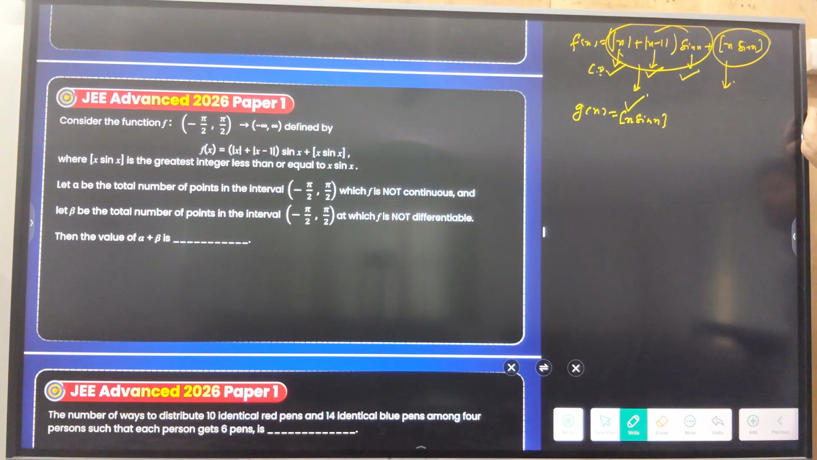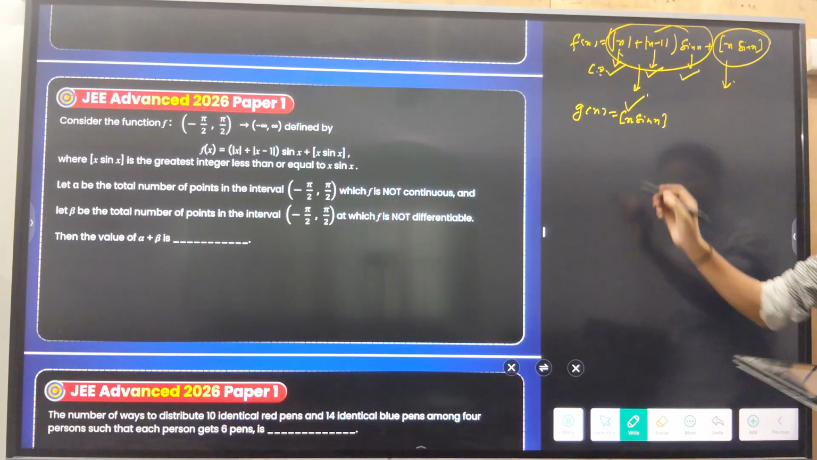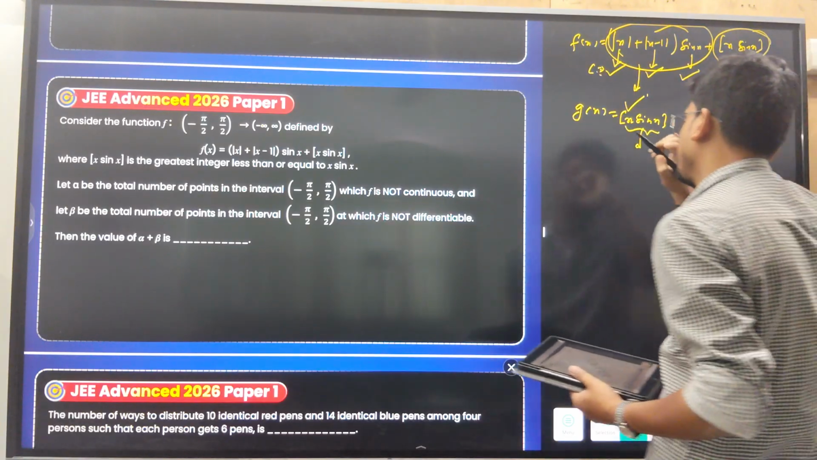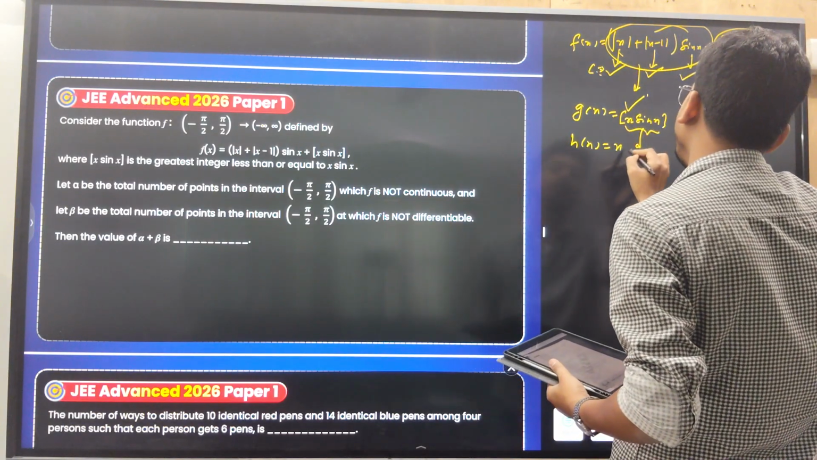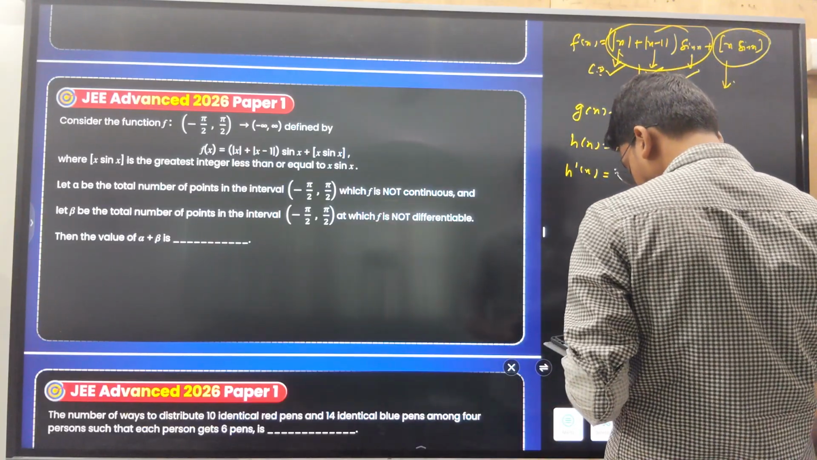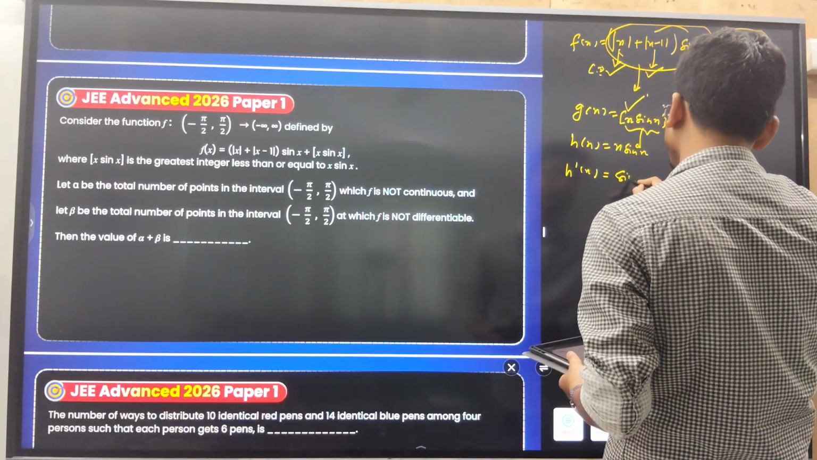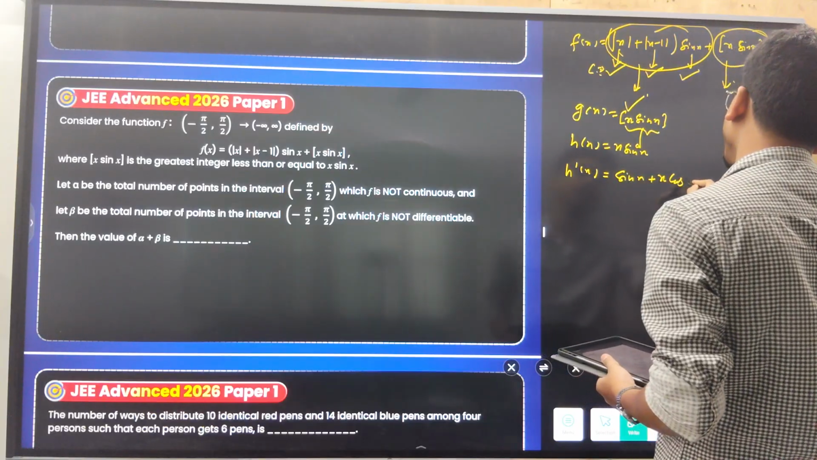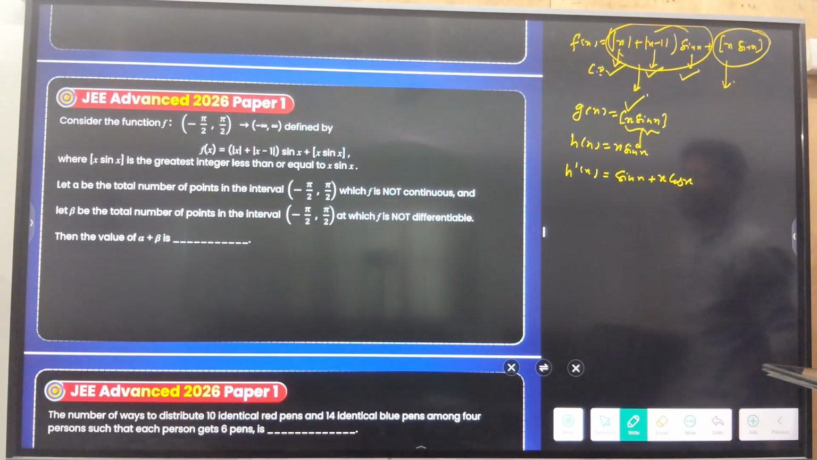So we will try to draw the graph of box of x sin x. First we will consider x sin x. So h(x) equal to x sin x. We will differentiate this function. So h dash x is sin x plus x cos x. Now we are trying to draw the graph of x sin x. After that we will apply the box, the greatest integer function. But first we will draw the graph of x sin x.